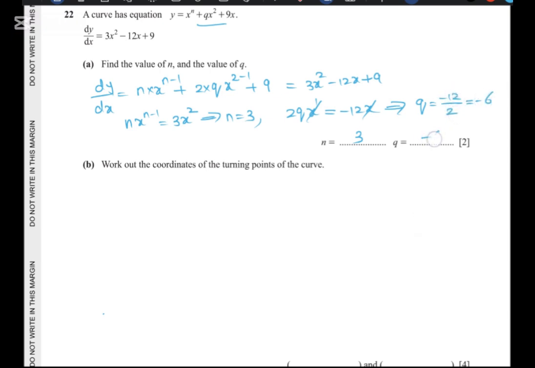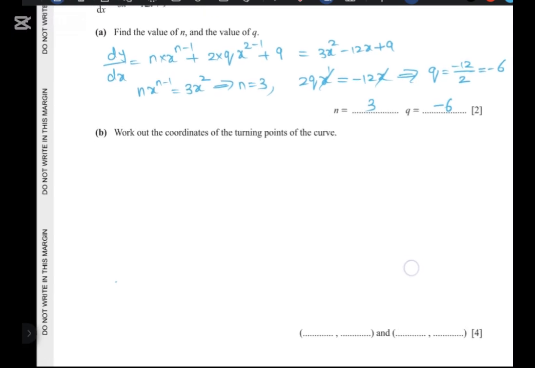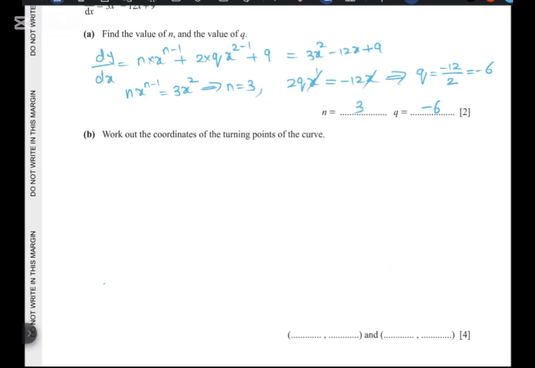So q is minus 6. Question number A is done. Question number B, work out the coordinates of the turning points of the curve.